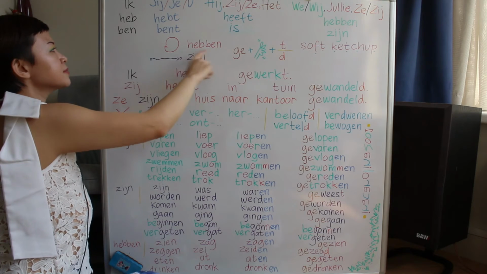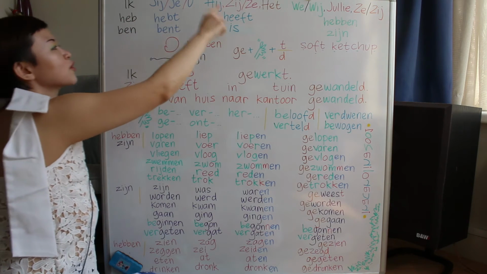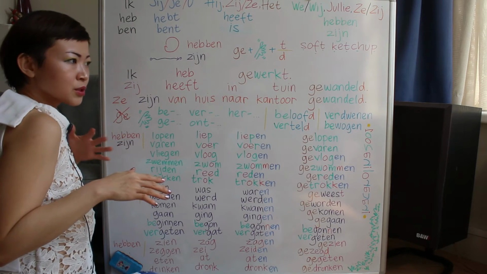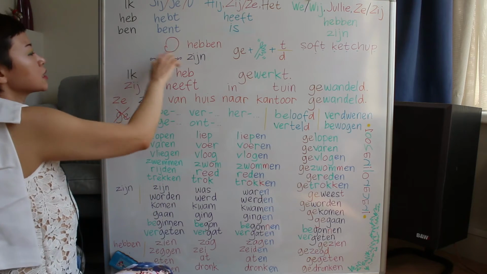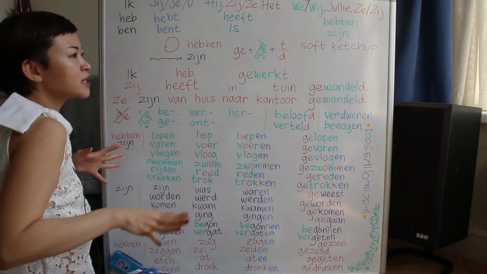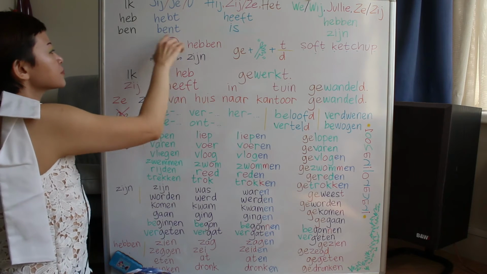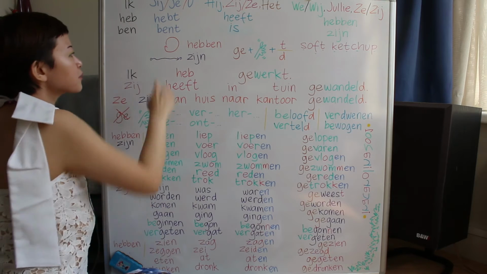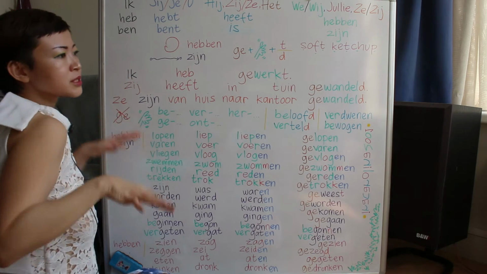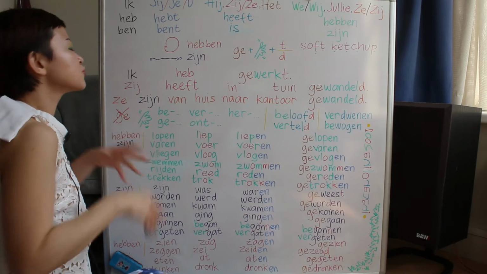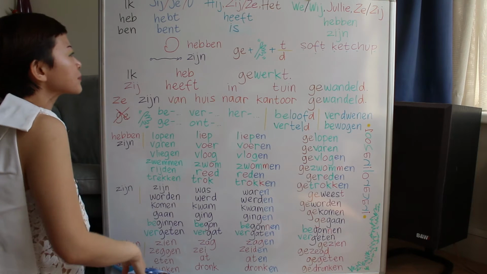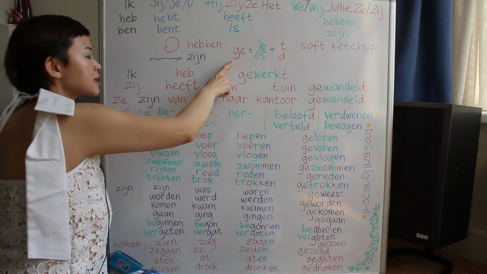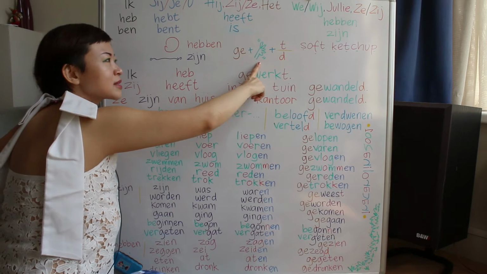We use hebben or heb or hebt or heeft when there's no movement. It happens in the same surrounding, same situation. That's why I put the sketch here. In the same situation or same surrounding, there's no movement from one point to the other point. You use hebben, and then ge, and then the verb.